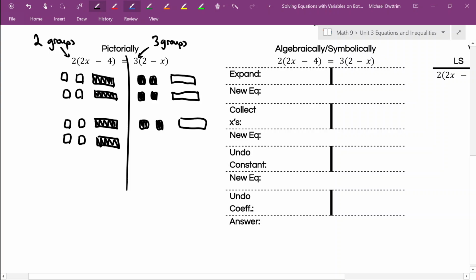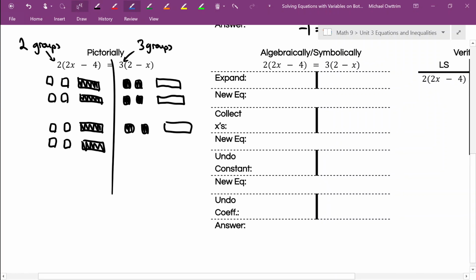Okay, from here, I want to go ahead and look at what that would be in terms of my algebraic work. I know I need to expand or distribute my coefficients into their respective brackets. So our 2 times our 2x would make 4 x's in total, and our 2 times our -4 makes -8. On the other side, we'd have to do 3 times 2, which gives us 6, and 3 times -x is -3x. Remember, of course, this -x is really -1x.